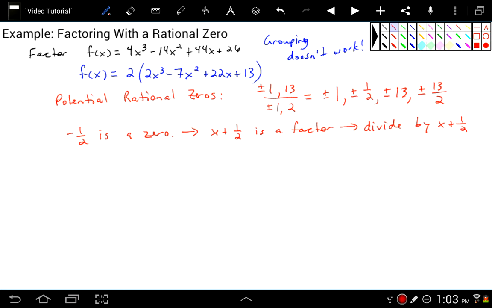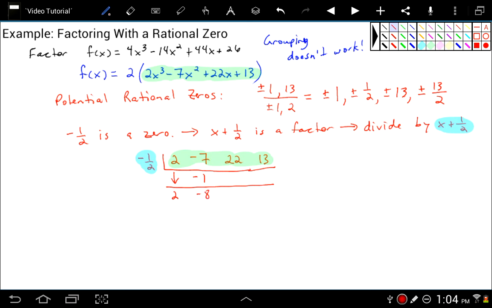So we have the 0 for x plus 1/2 is negative 1/2, and I need to divide this guy here by it. So that's going to be 2x cubed minus 7x squared plus 22x plus 13. All I'm doing is dividing this by x plus 1/2, which is represented by 0, negative 1/2. So to divide, I'm going to drop my 2 and start multiplying. Negative 1/2 times 2 is negative 1. Negative 7 plus negative 1 is negative 8.